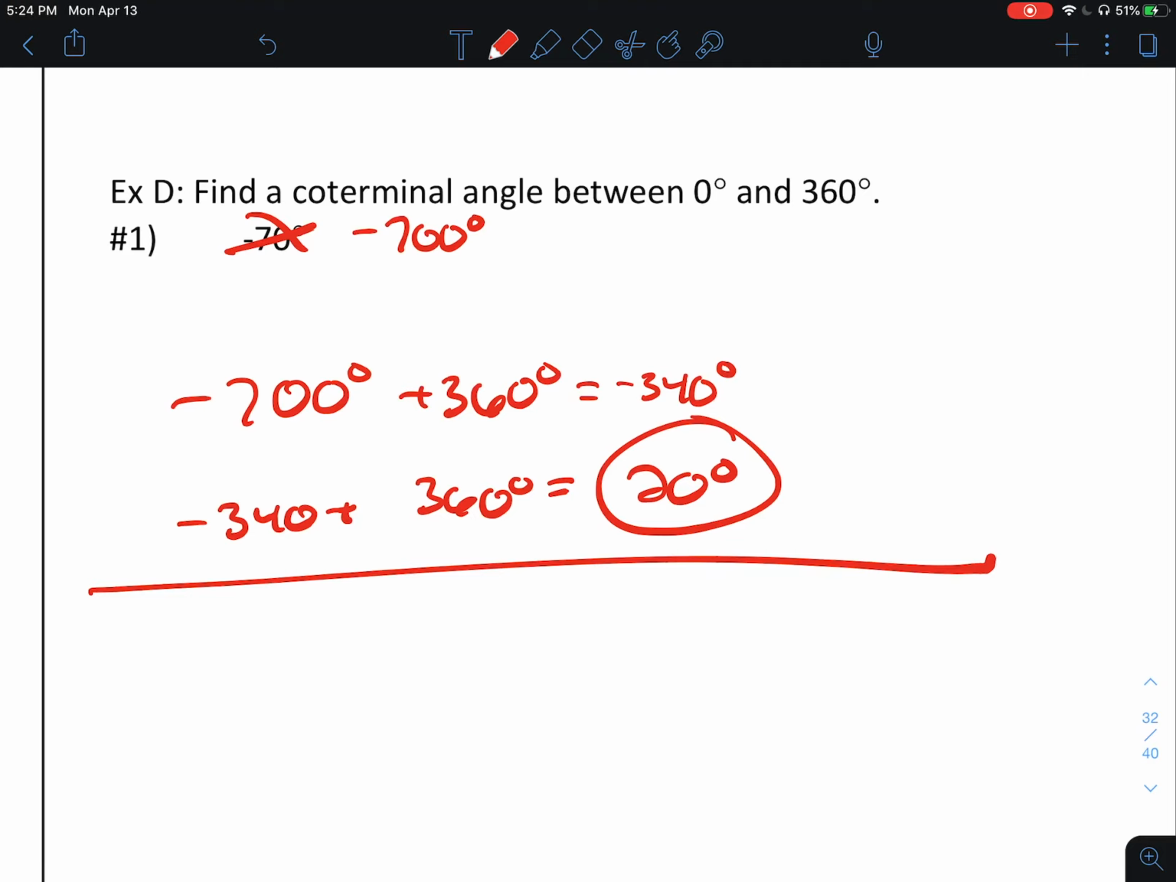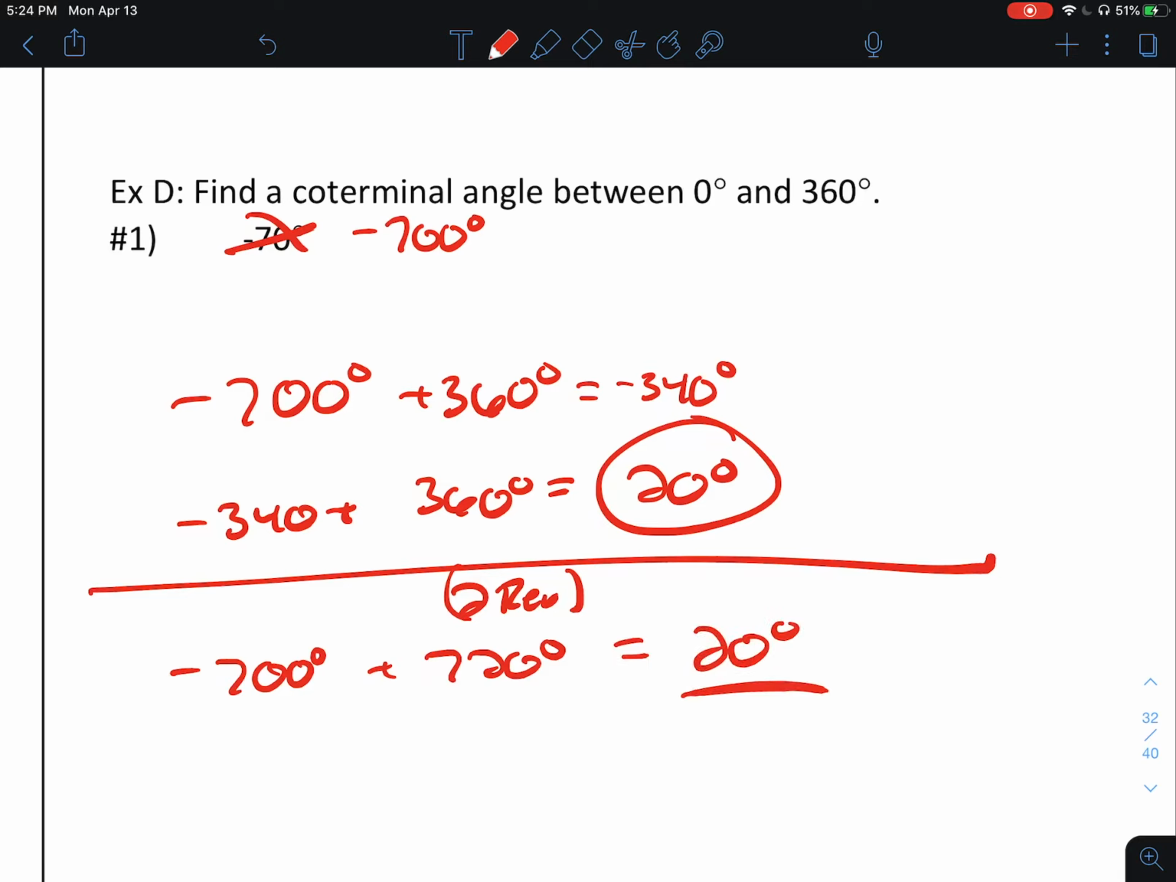Another way to do this problem, if you prefer, is you could take negative 700 and add to it 720 degrees right away, because 720 degrees is 2 revolutions. As long as you're adding or subtracting complete revolutions to this, then that's going to work.